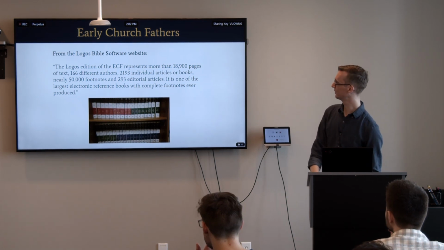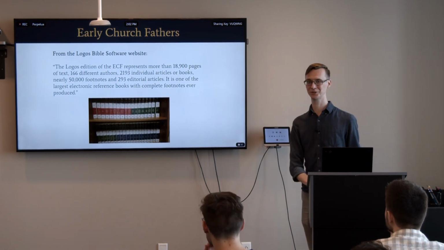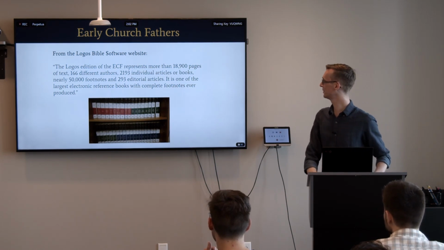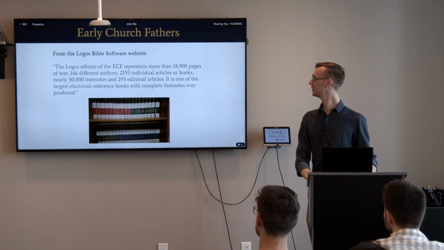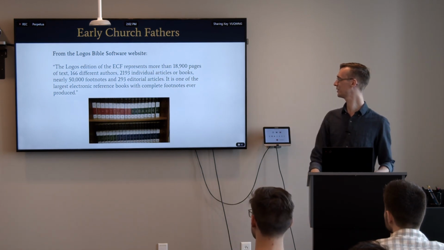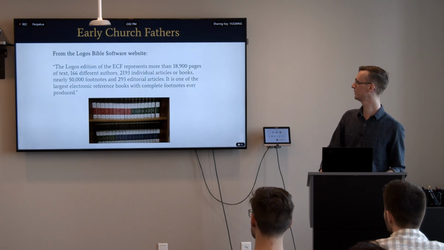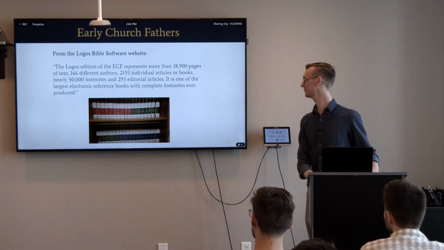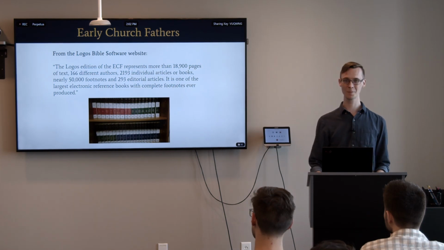On the Logos Bible Software website, where they talk about the early church fathers collection, they have this to say: the Logos edition of the ECF represents more than 18,900 pages of text, 166 different authors, 2,193 individual articles or books, nearly 50,000 footnotes, and 293 editorial articles. It is one of the largest electronic reference books with complete footnotes ever produced.